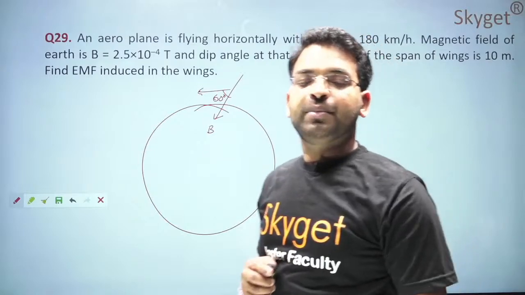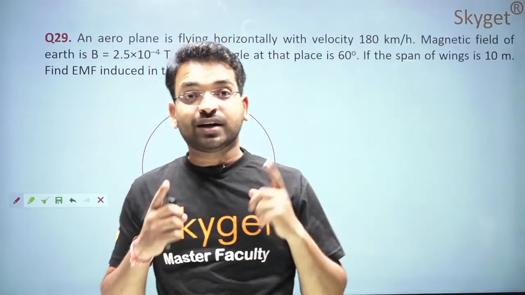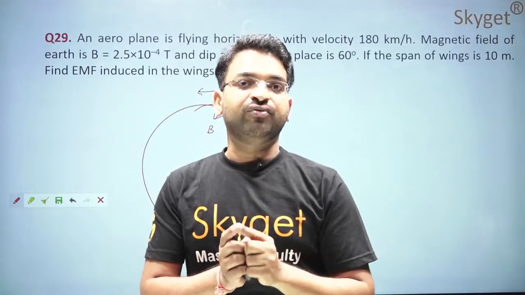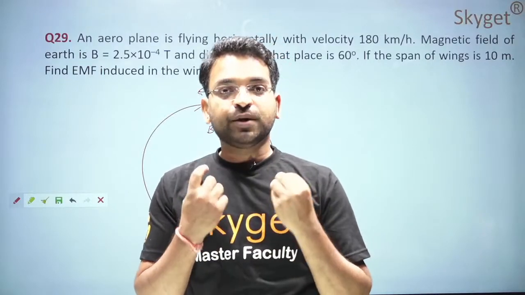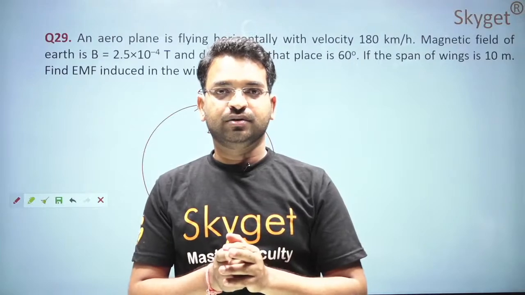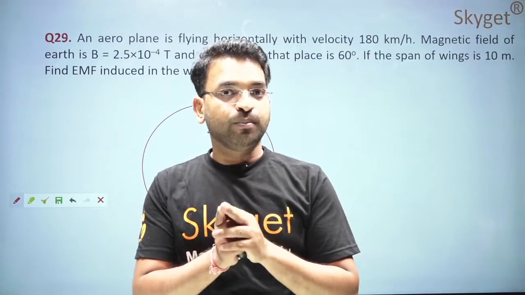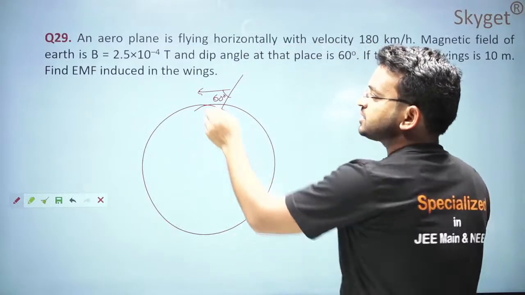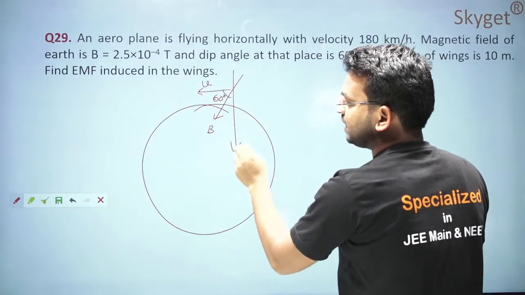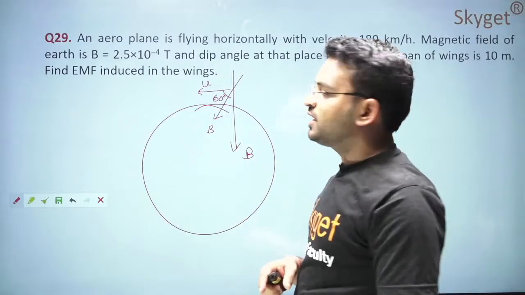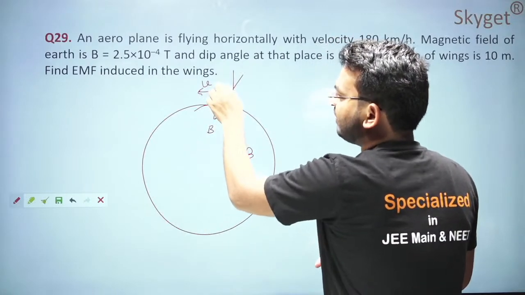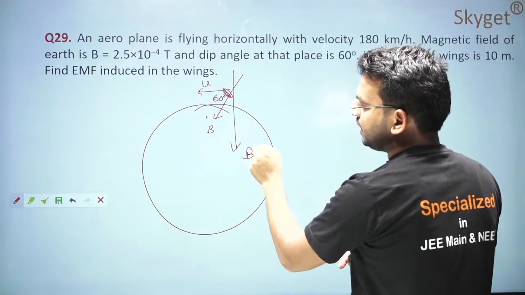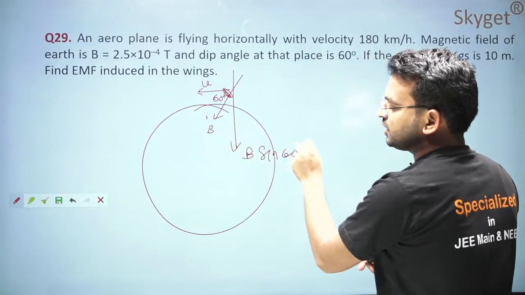If you remember, when a conducting rod is moved perpendicular to the magnetic field, it generates an electric potential between its two ends. That is also called the motional EMF. In that case the velocity and magnetic field have to be perpendicular. Since the angle is 60 degrees, I will take the perpendicular component of the magnetic field, which is B sine 60 degrees.